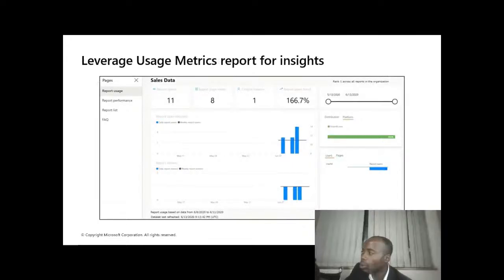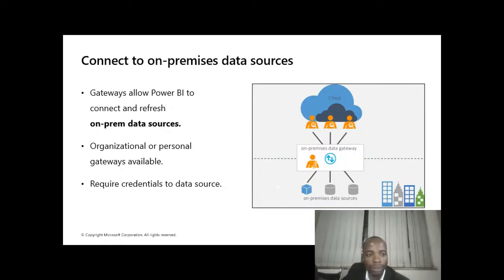So you can also do monitoring of the usage statistics of your report, because some reports may be that heavy in the consuming resources. So you may need also to check. Connecting to on-premise data sources, you may need a gateway. A gateway works when you are connecting to on-prem. If you go in your Power BI tenant, I think there's the option to download the gateway. There are organizational or personal gateways that are available, right?